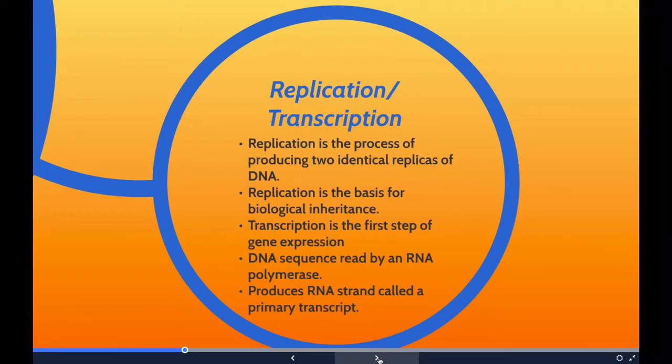Then we also have transcription. Transcription is the first step of gene expression in which a particular segment of DNA is copied into RNA by the enzyme RNA polymerase. Both DNA and RNA are nucleic acids, which use base pairs of nucleotides as a complementary language. During transcription, a DNA sequence is read by an RNA polymerase, which produces a complementary anti-parallel RNA strand called a primary transcript. So transcription proceeds in the following general steps.